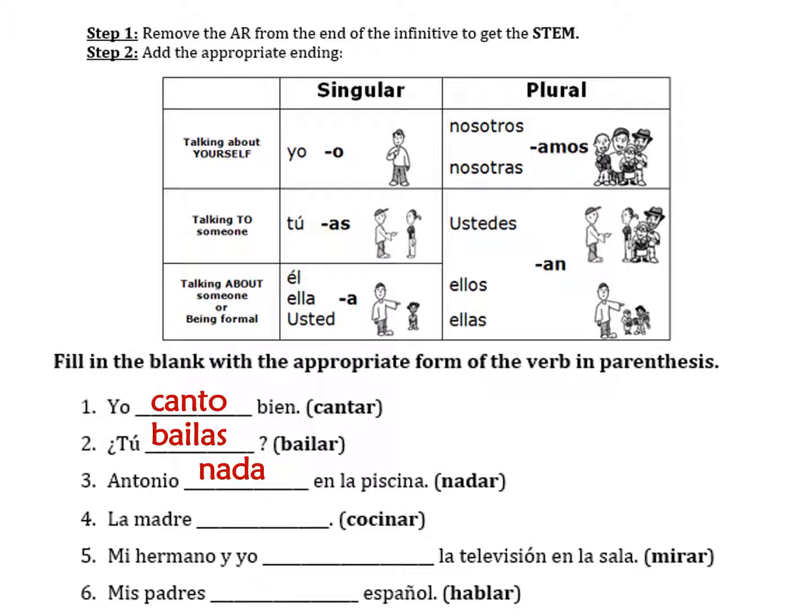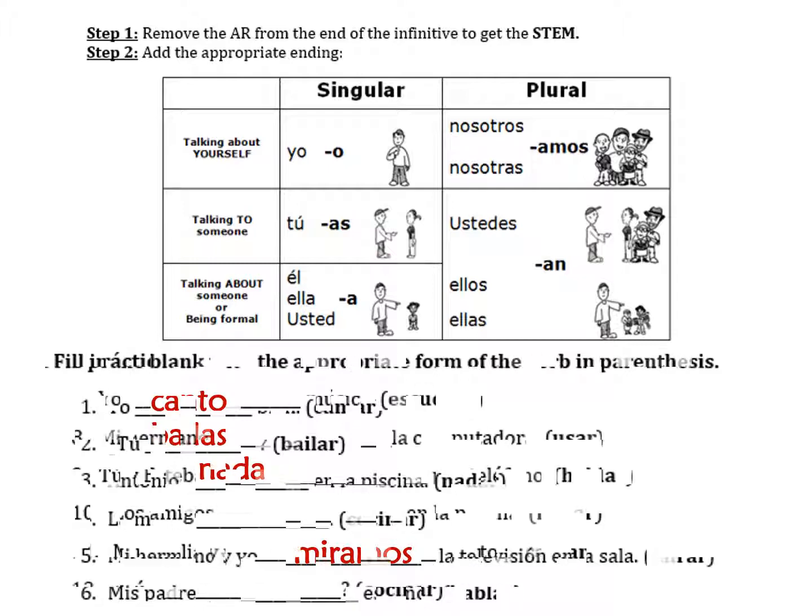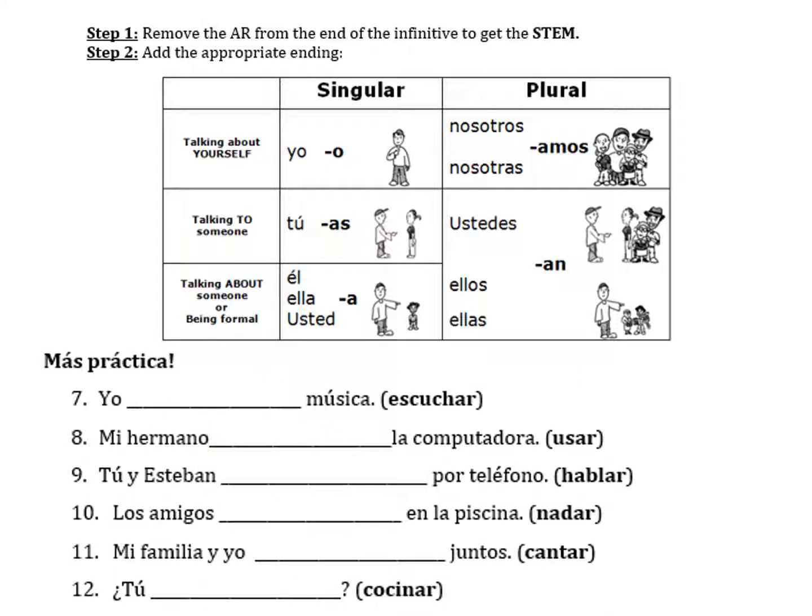So one more time, yo plus a person is amos. Any other two people in the sentence, you add an. So for number 5, we have mi hermano y yo miramos la televisión en la sala. Now on your own, go back, try number 4, and finish up number 6, and you can move on.